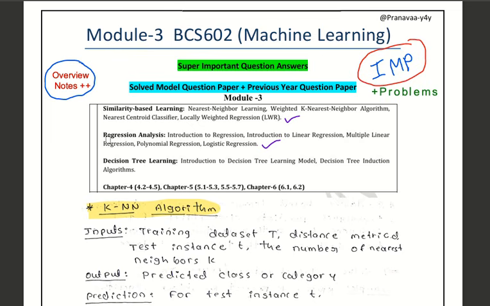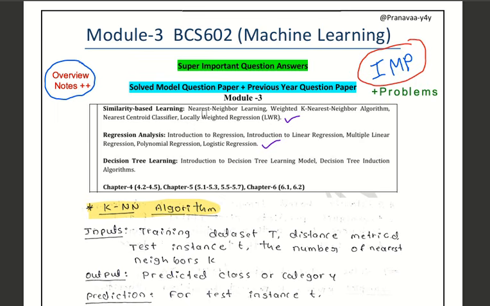In the second chapter, it is a little bit of theory as well as numerical problems: introduction to regression, introduction to linear regression, multiple linear regression, polynomial regression, and logistic regression. And in chapter 3, decision tree learning, almost all of it is theory: an introduction to the decision tree learning model and decision tree induction algorithms. Here 3 algorithms are there, and those also have numerical problems. Okay, let's start one by one.